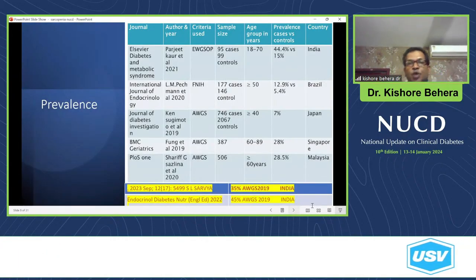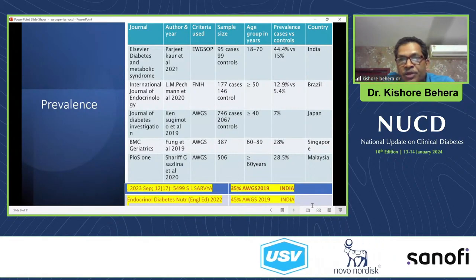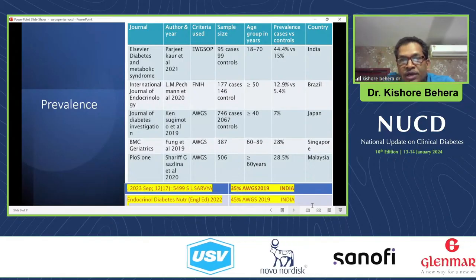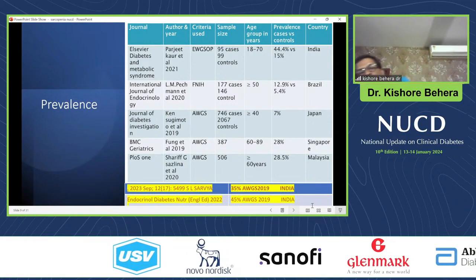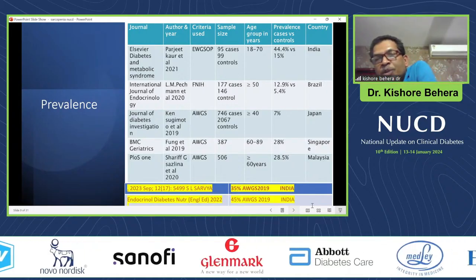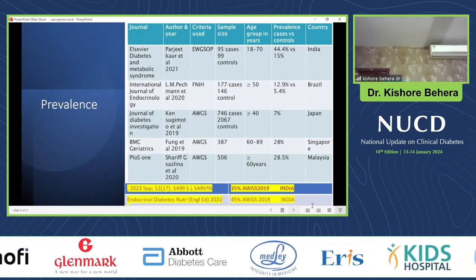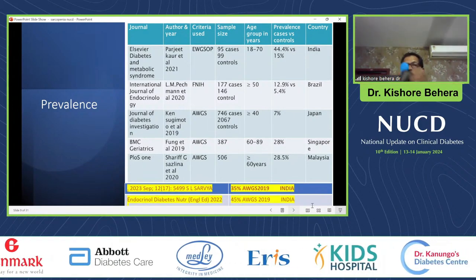So these are the various prevalence figures you can see from India. It is a cross-sectional study using the EWGSOP, that is the European guideline for sarcopenia, and they found, in comparison to the control, that the cases had 44% sarcopenia.